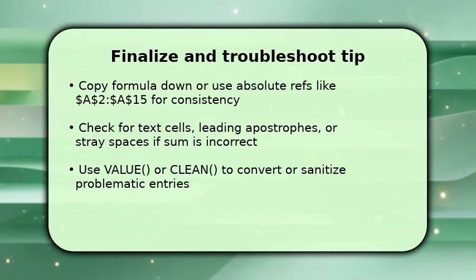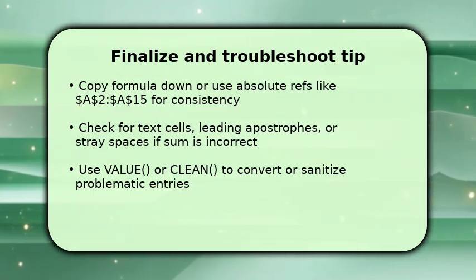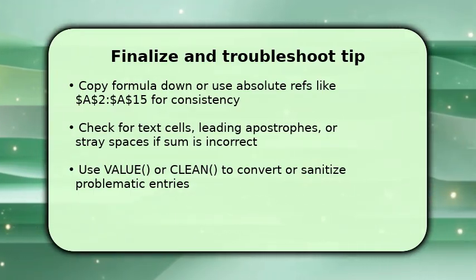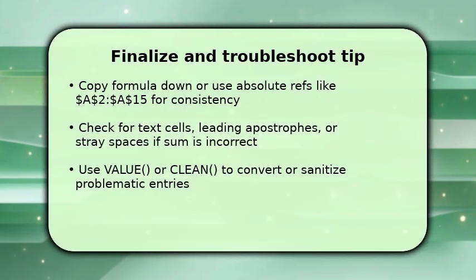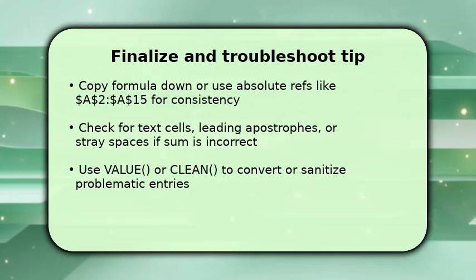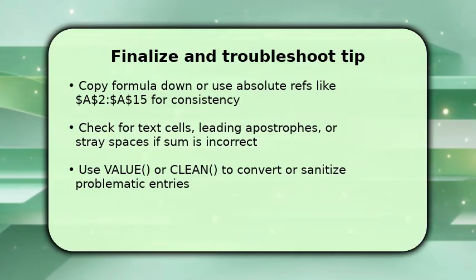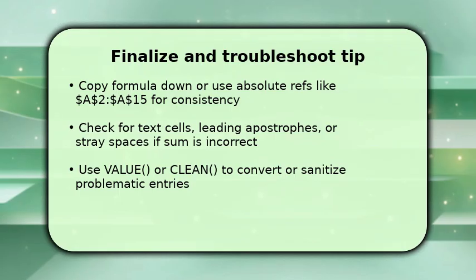If the total looks wrong, inspect cells for text, leading apostrophes, or hidden spaces. Those prevent numeric addition. Make sure to convert entries with VALUE, or remove non-printing characters with CLEAN, and reformat cells as number. If you still see errors, click the formula cell to confirm the referenced range includes all intended numeric cells.